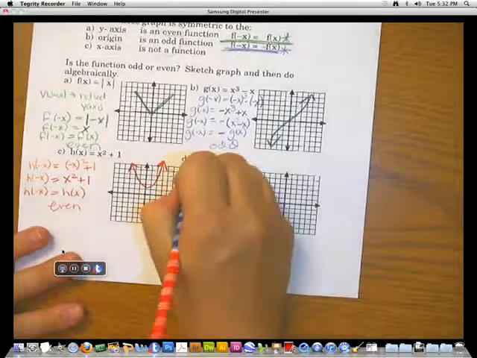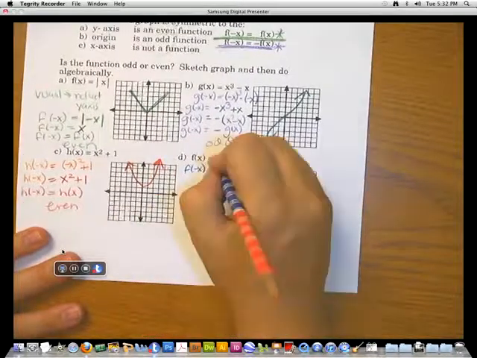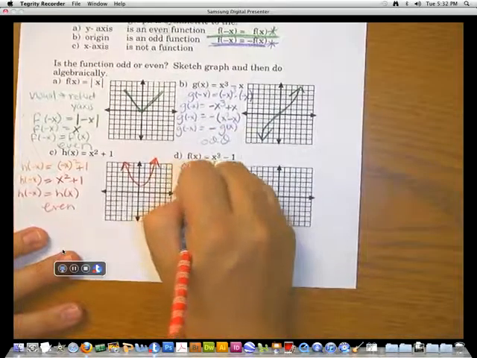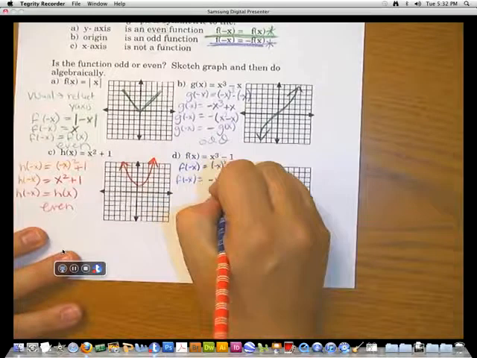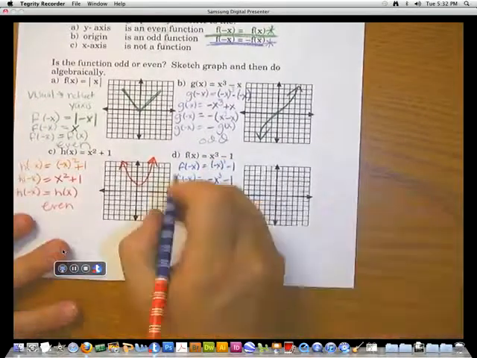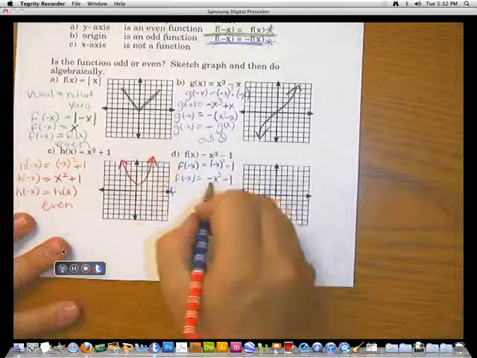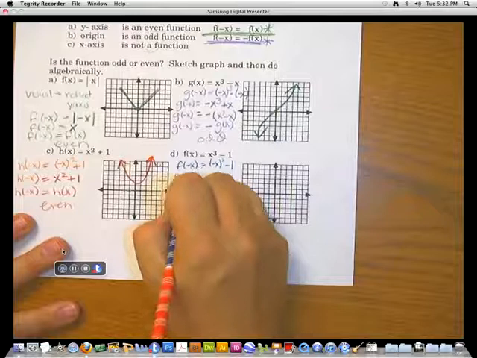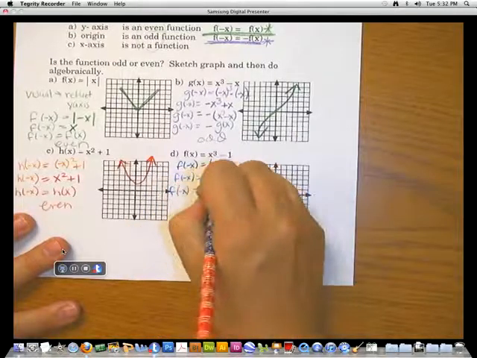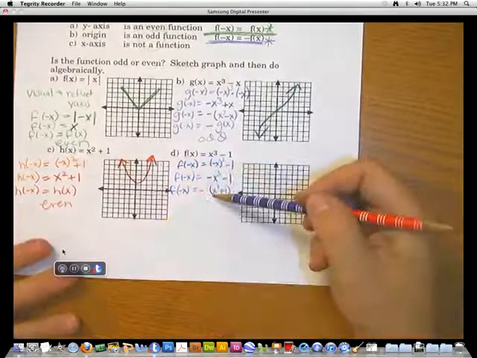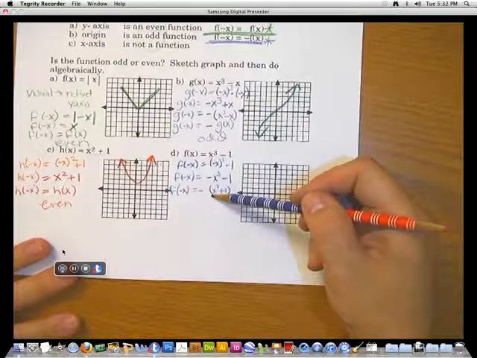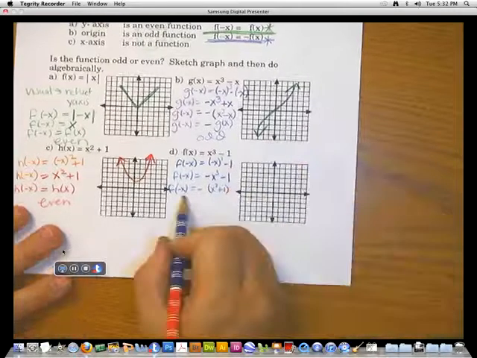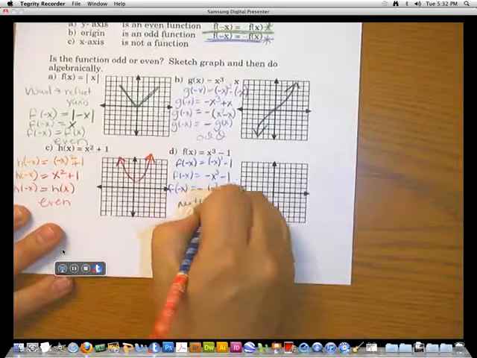Okay, one more time. First of all, algebraically, I'm going to substitute in a negative x. Negative x cubed is still negative x cubed. Well, this is not f of x, so that is not even. So I'm going to try taking out the negative, so I get x cubed plus 1. Well, this is not the negative of the original function. This is not the original function because of the plus and minus sign. So therefore, this is neither.